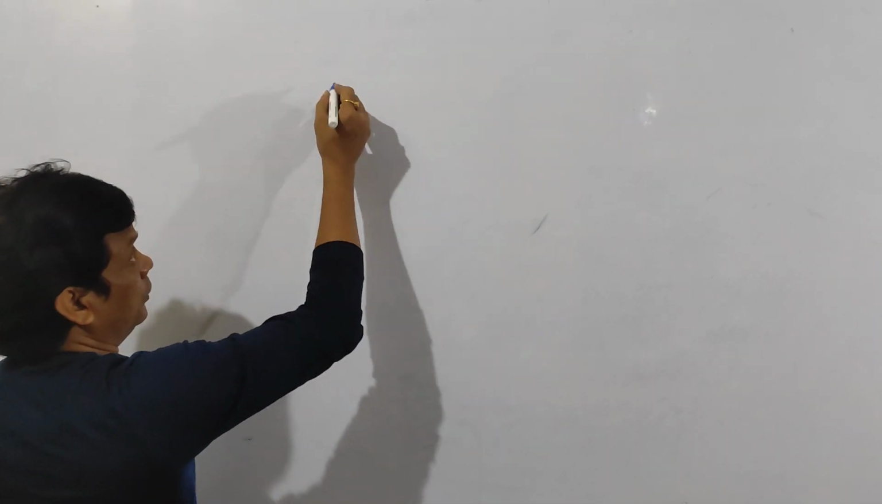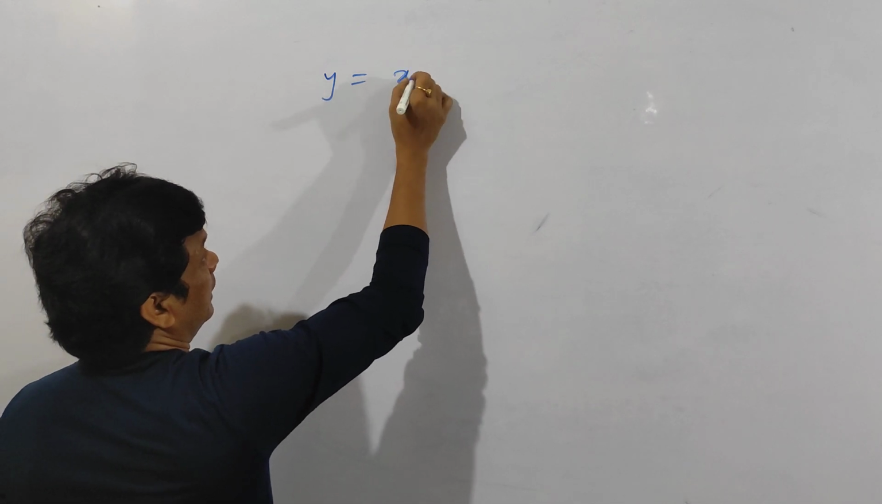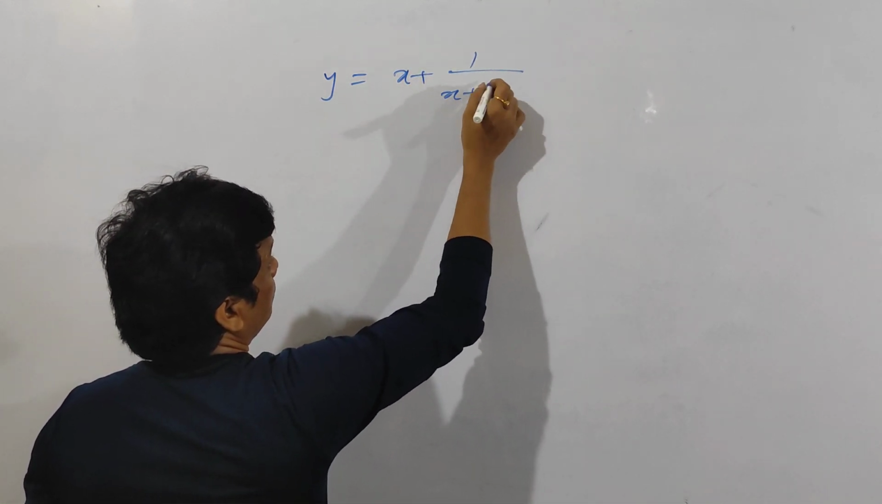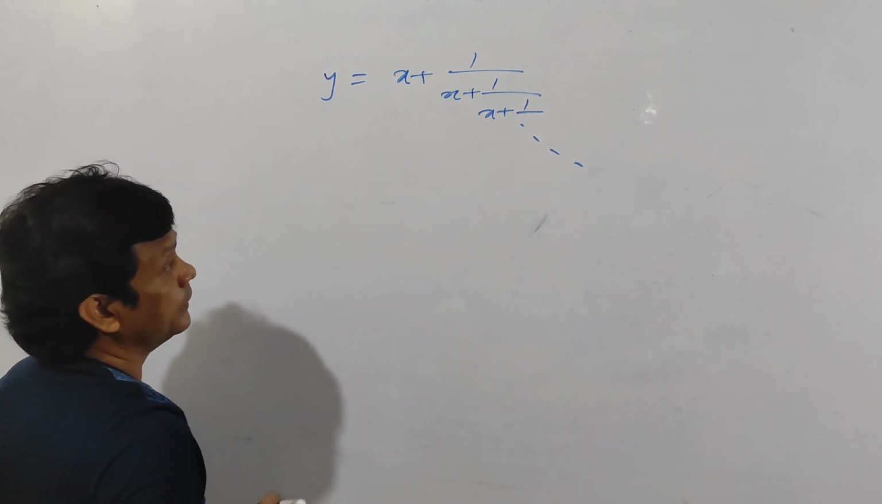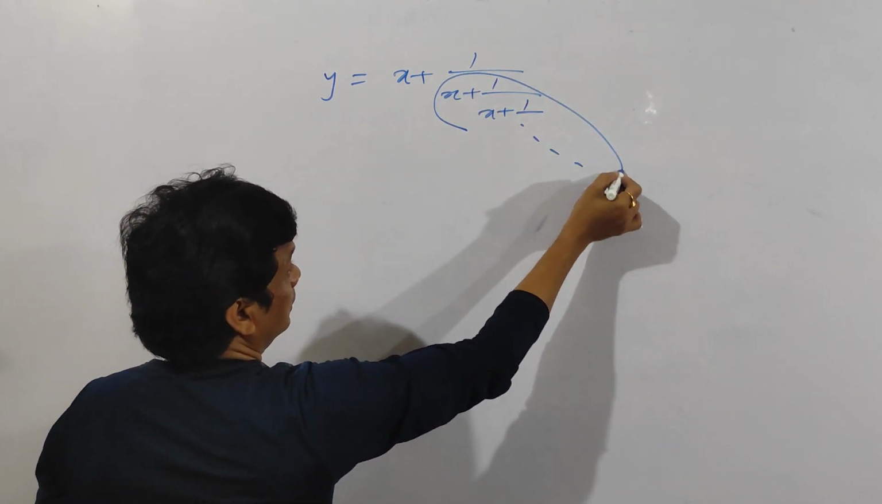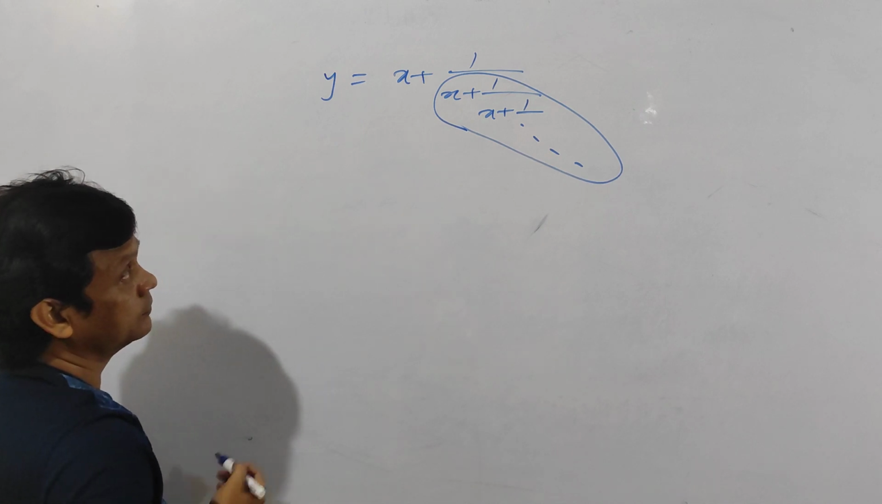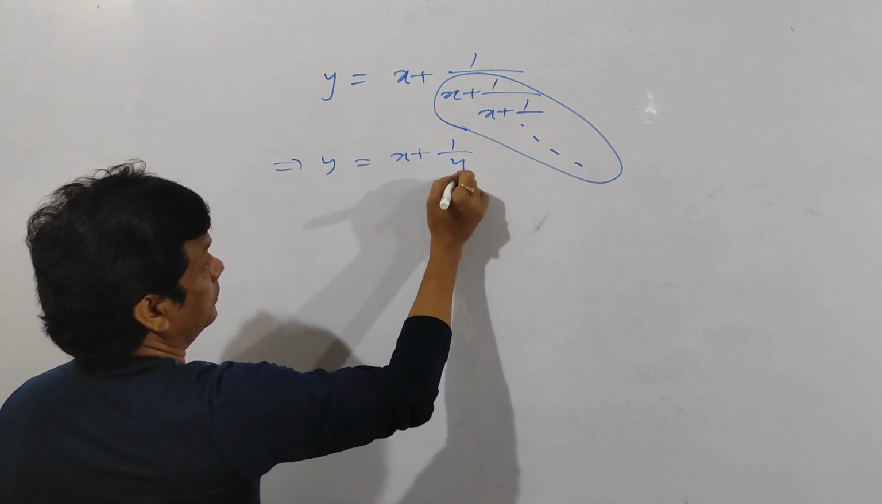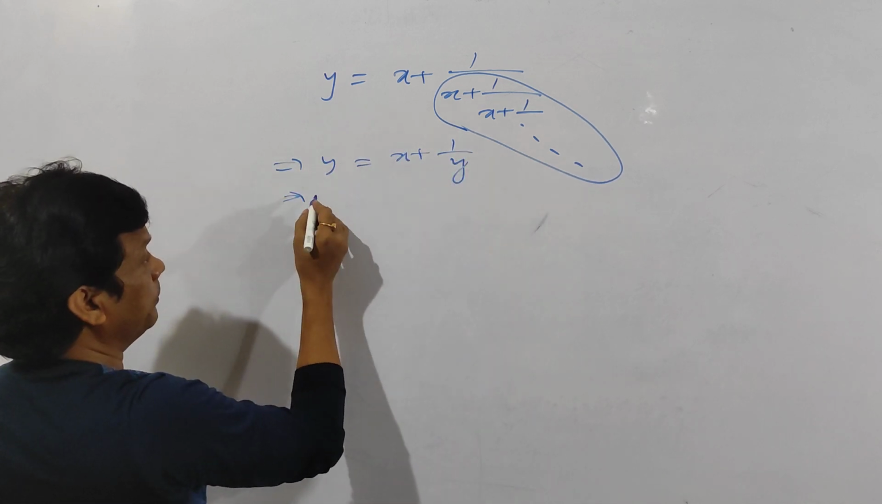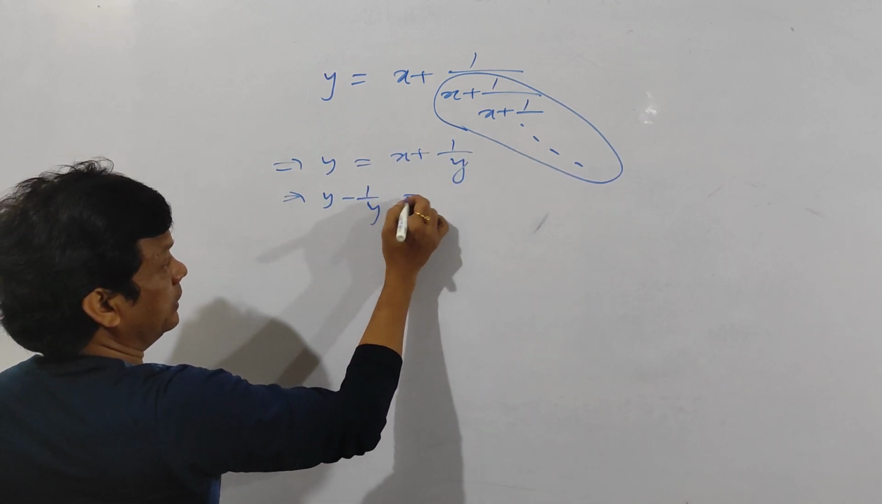Another type of question I am going to tell you. Y is equal to x plus 1 by x plus 1 by x plus 1 by and so on. Okay, this is y. See here, this part is y. So I can write y is equal to x plus 1 by y. So take 1 by y to left hand side. Y minus 1 by y is equal to x.